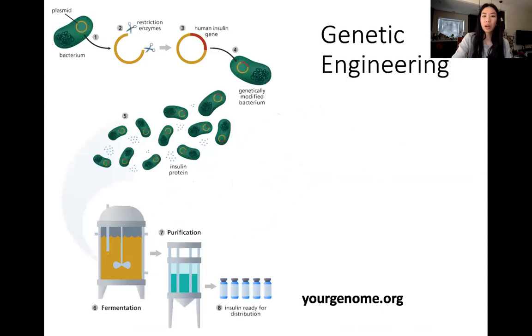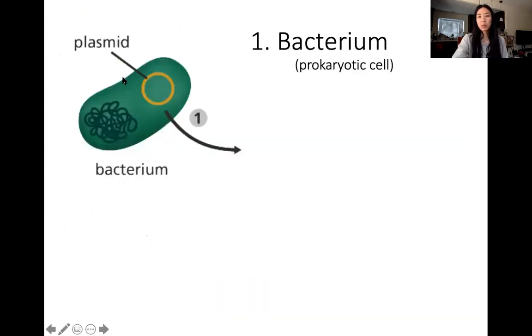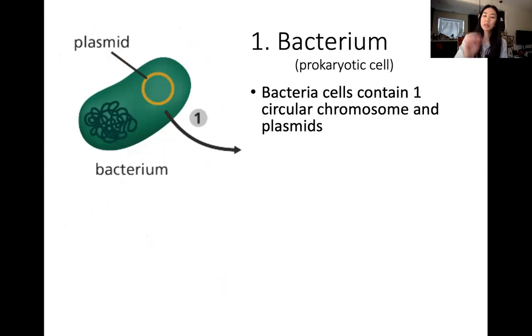Okay, so going back to the diagram. So this diagram, I took it from yourgenome.org. The website has a lot of good images and summaries. So if you want to read a little bit more, go there. So I'm going to start with number 1, which is our bacterium or bacteria cell. They are prokaryotic, and bacteria cells, just as a recap of prokaryotic cell structure, they contain one circular chromosome.